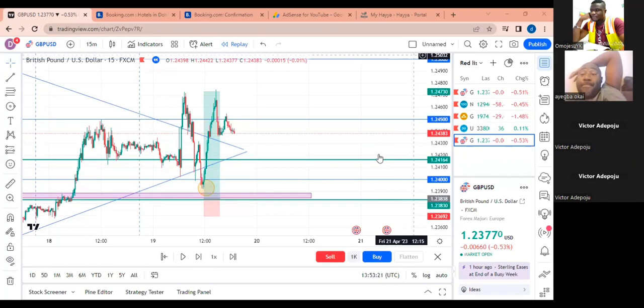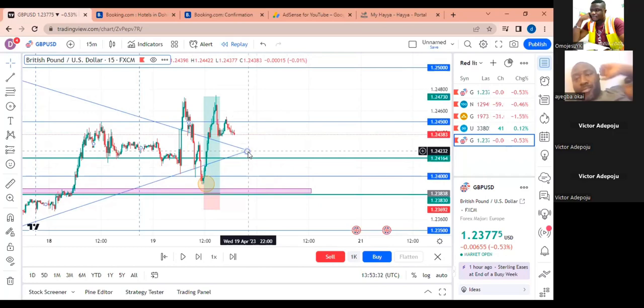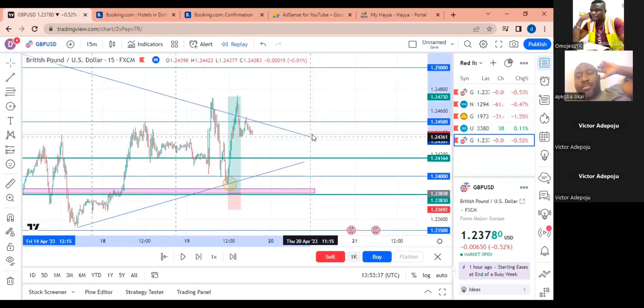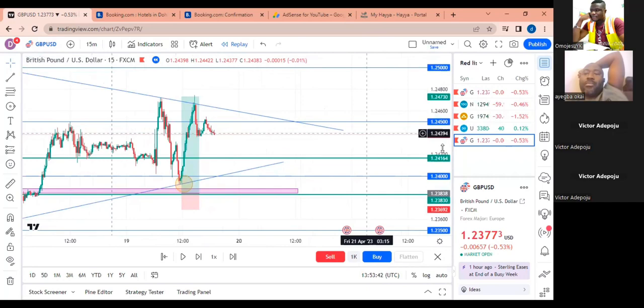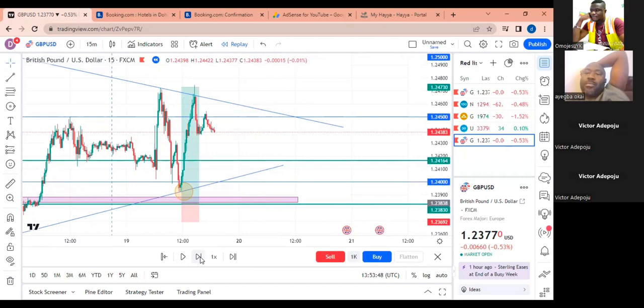Can you see my screen? All right. Basically this week the market has just been ranging, so we have to adjust our trend line again. So far, so good. We've traded only once, which is on Wednesday. So we continue.